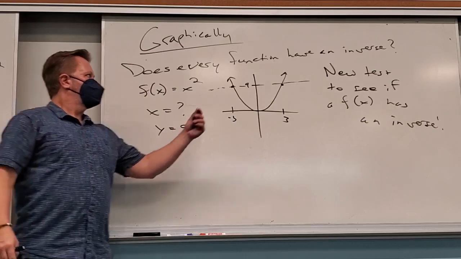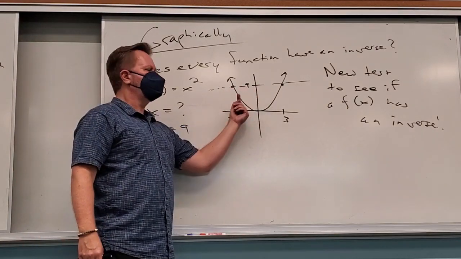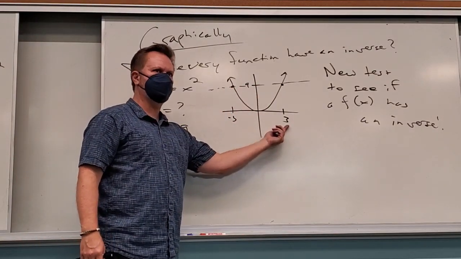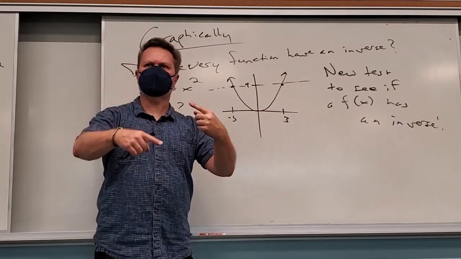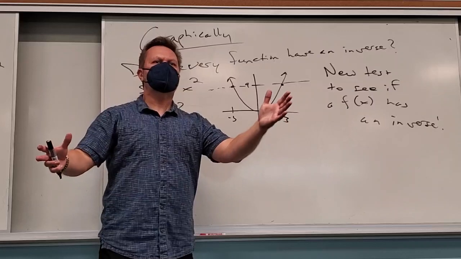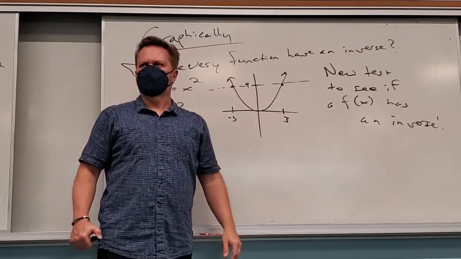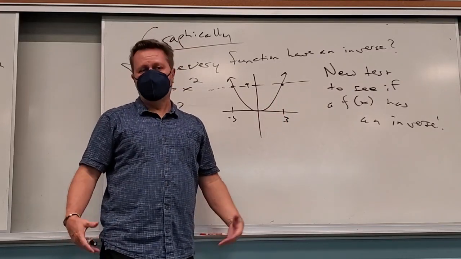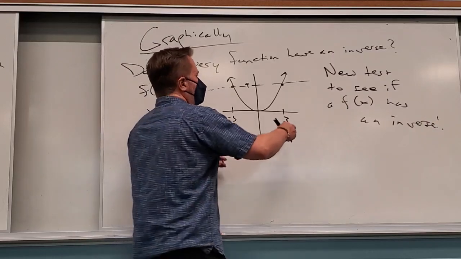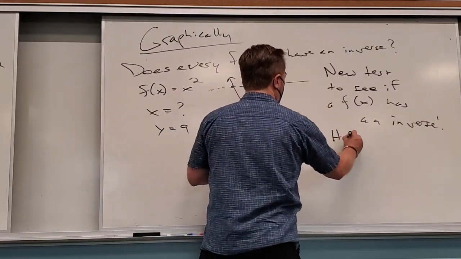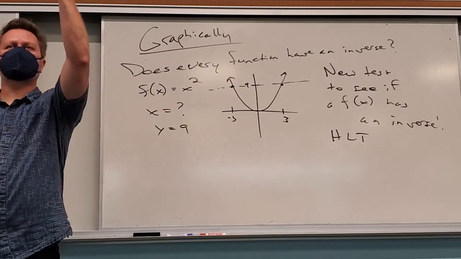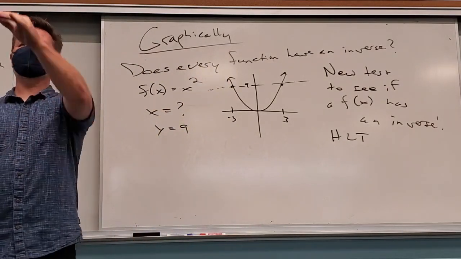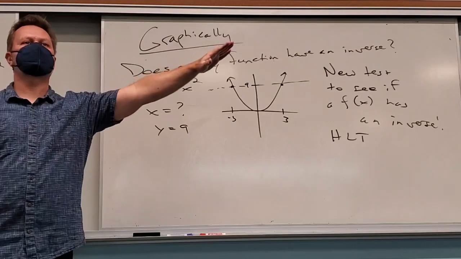If an output came from two different inputs, I can't work backwards. I can't do my detective stuff. There's multiple things it could have been. I have to have more information, right? So it's the horizontal line test, the HLT. A vertical line test tells you if something's a function. A horizontal line test then says, does that function have an inverse?